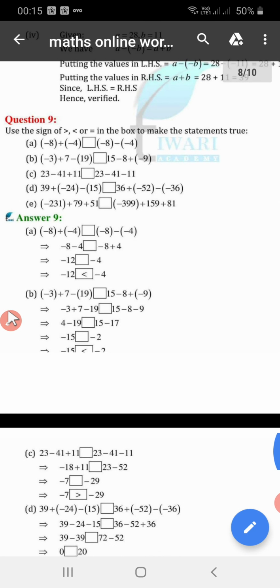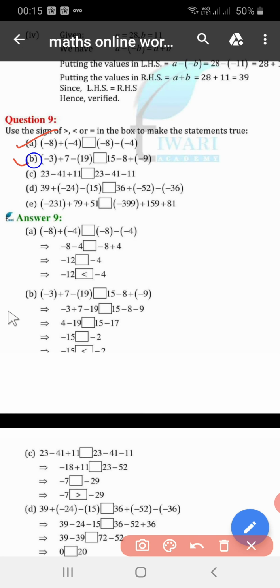Now we have done A, B, C part. Now D and E part you have to do yourself. I am providing the solution here. If you face any difficulty, you can share it with me. Thank you.